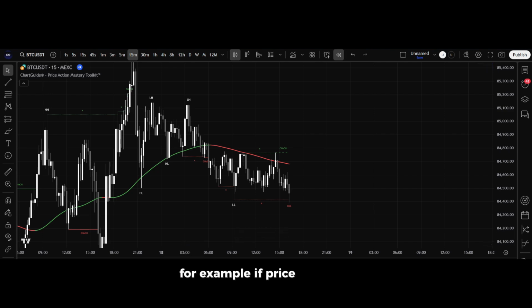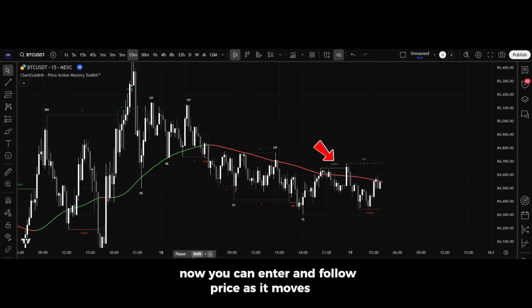For example, if price is making lower lows and lower highs and trend confirmation shows bearish, wait for a liquidity sweep, marked in red, but don't enter yet. Wait for a bullish change of character, marked in green, after the sweep. That confirms the reversal. Now you can enter and follow price as it moves up.